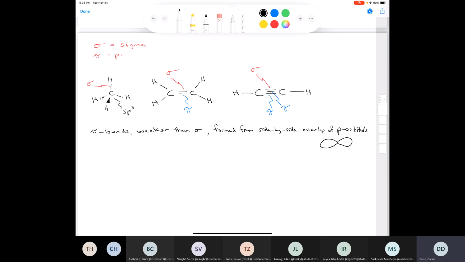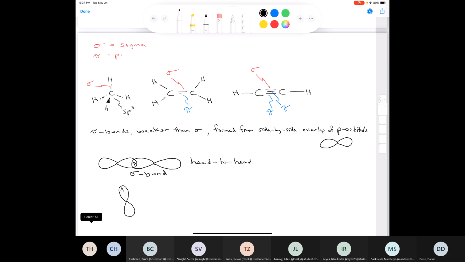If I have a p orbital here, and another p orbital here, and they overlap like this, this is what we call head-to-head overlap. If they each had an unpaired electron, that would be head-to-head overlap, and that would be forming a sigma bond, which is really strong. If I have two p orbitals and they overlap side to side, so here's a p orbital with an unpaired electron, and another p orbital, and it overlaps like this, side to side like that, that's when you form a pi bond.